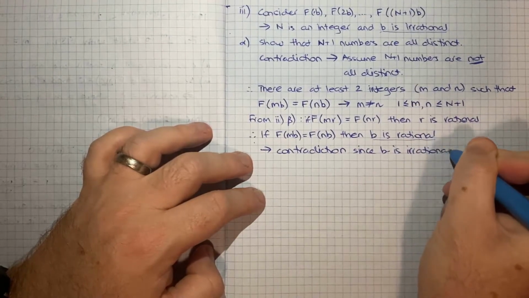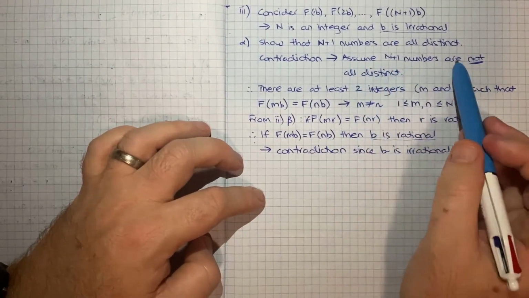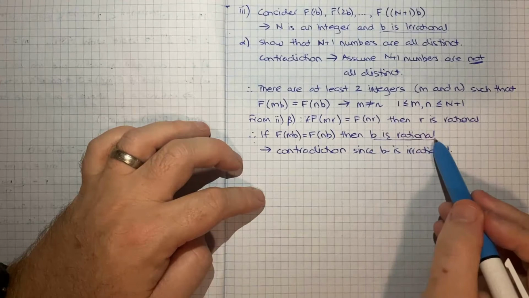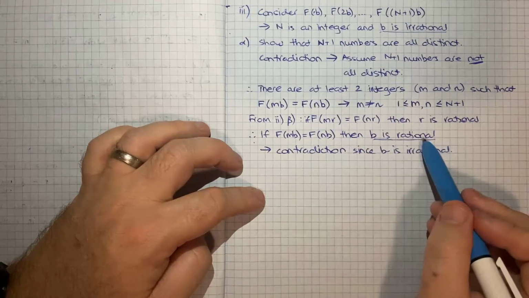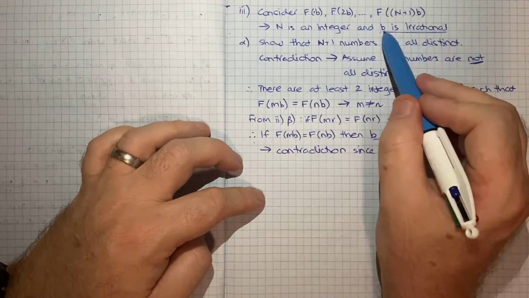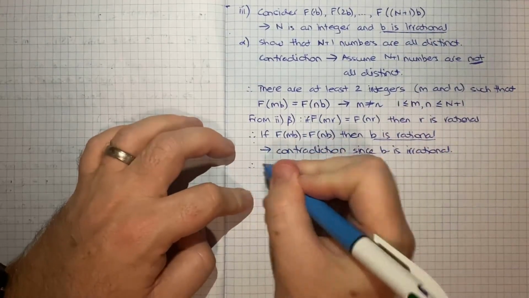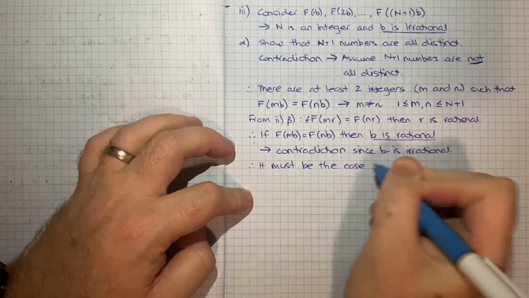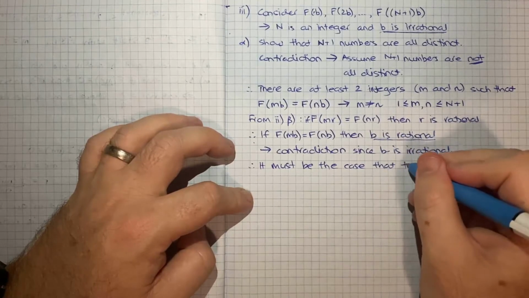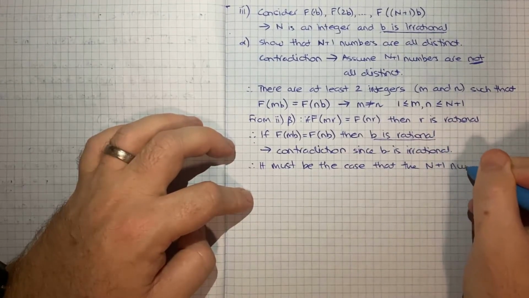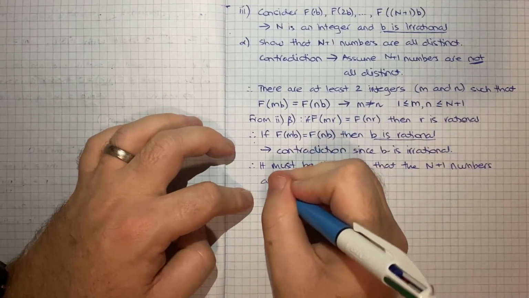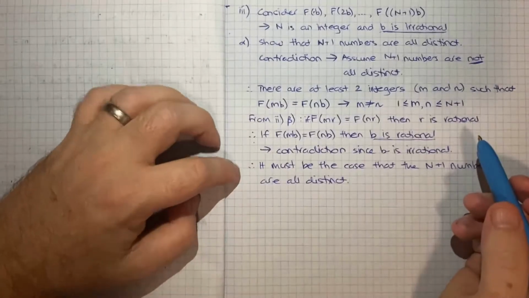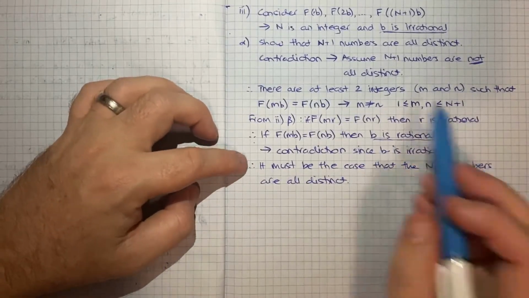So what we see is that when we make this assumption that the numbers are not all distinct, we get to the conclusion that b is rational, but that can't be true because our starting point, what we're told, is that b is irrational. So therefore, it must be the case that the n plus 1 numbers are all distinct. And that's what we were asked to prove. So I think proof by contradiction gets us there for this part alpha.